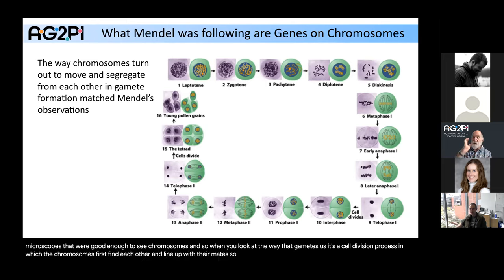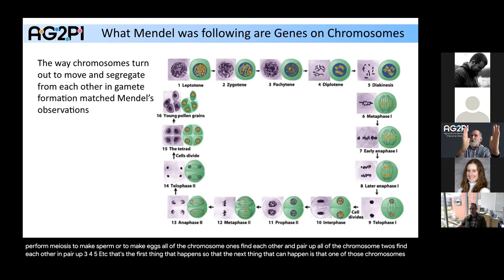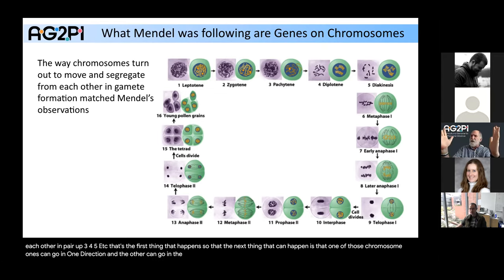So you have 23 chromosomes, 23 pairs of chromosomes. When you perform meiosis to make sperm or to make eggs, all of the chromosome ones find each other and pair up. All of the chromosome twos find each other and pair up. 3, 4, 5, et cetera. That's the first thing that happens. So the next thing that can happen is that one of those chromosome ones can go in one direction and the other can go in the other direction. And that's the segregation of the alleles that Mendel saw described at the molecular level.